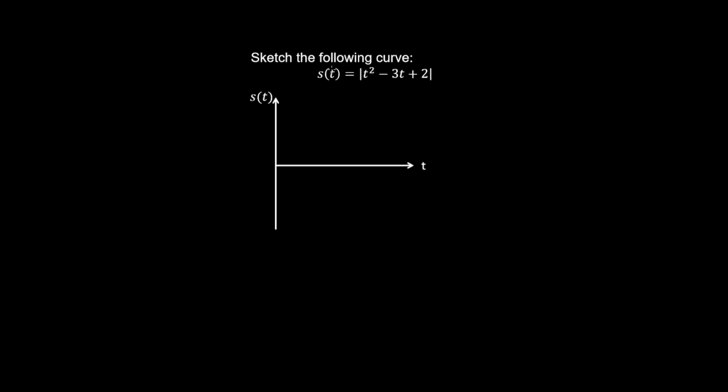Let's sketch the following absolute value curve. So the speed is the magnitude of the velocity. And v of 0 is equal to 2. And when v equals 0, we can factorize the equation. So we get t minus 2, t minus 1. So these are our x-intercepts at 1 and 2.